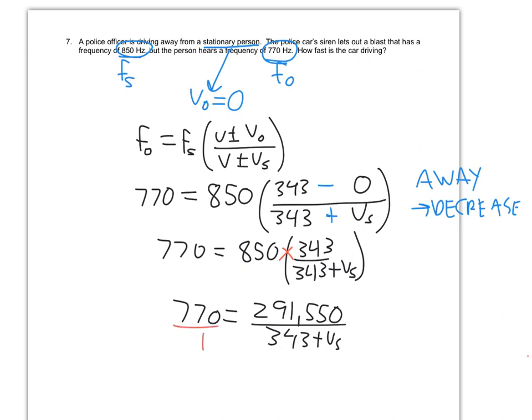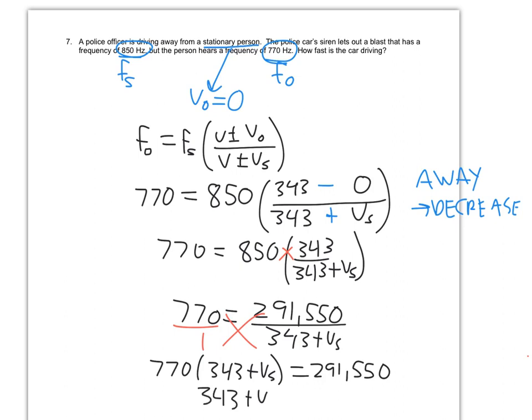At this point, I would go ahead and cross multiply. Okay, I'm not going to actually distribute that. I'm just going to say 770 times 343 plus VS equals 291,550. I can then divide by that 770, and so I end up getting that 343 plus VS is equal to 378.6. And I can go ahead and find the velocity of the source, and I find that the velocity of the source here is going to end up being 35.6 meters per second.